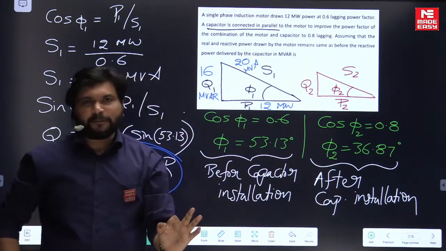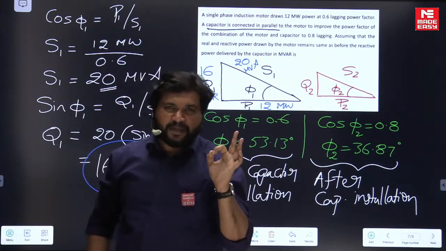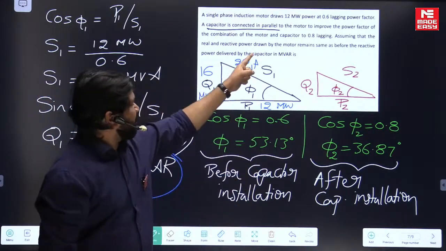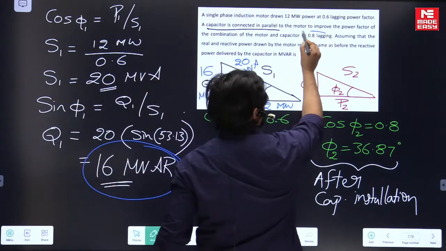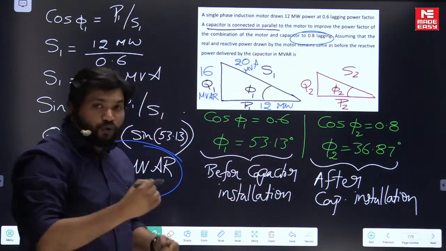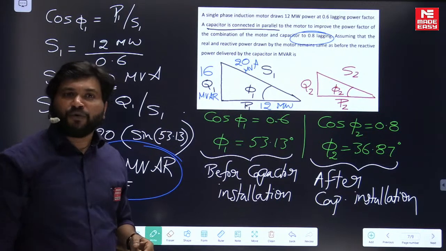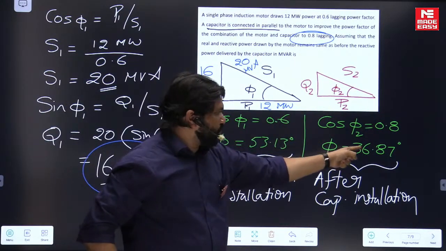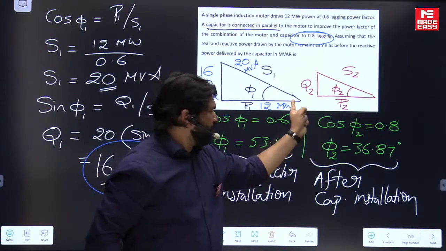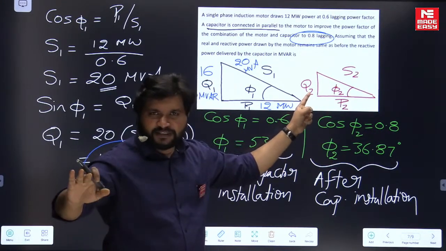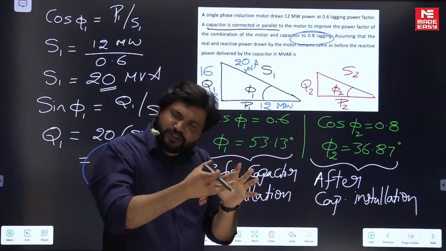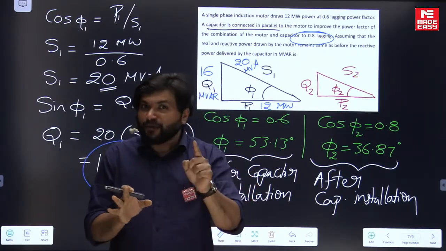Definitely one thing will happen. The reactive power demand from the supply will be reduced for sure. That's the reason why power factor has been improved. From 0.6 lagging to 0.8 lagging, power factor improved. For example, when you say phi 2 is now 36.87, P2 remains the same. According to the question, P2, active power, remains the same. Definitely, reactive power consumed by the induction motor remains the same. I'm not talking about that.